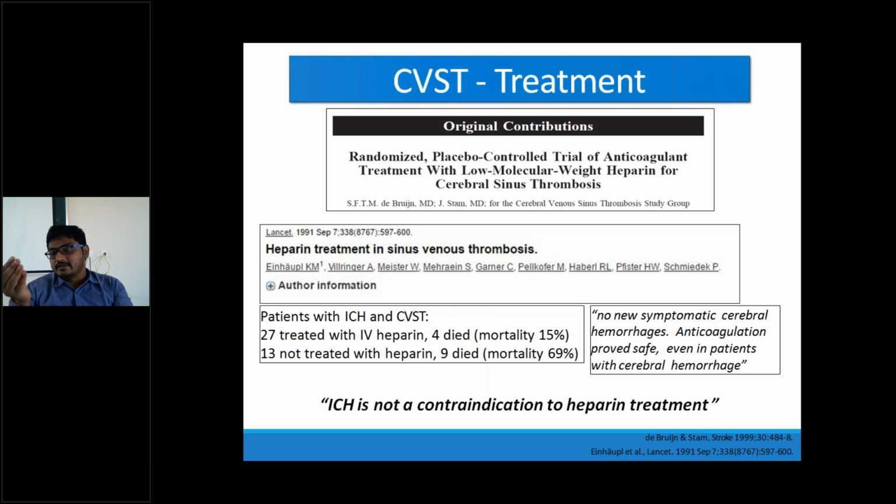Why? Because the thrombus is there. We should treat the thrombus also. Risk versus benefit ratio, we should treat the thrombus. So we should give heparin. So that is the thing I want: a new asymptomatic cerebral hemorrhage may be there, so we can give. So ICH, intracerebral hemorrhage, is not a contraindication to heparin treatment.